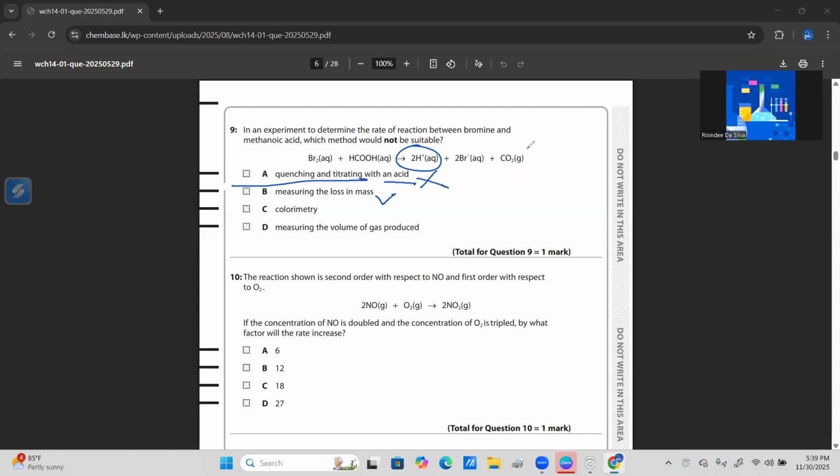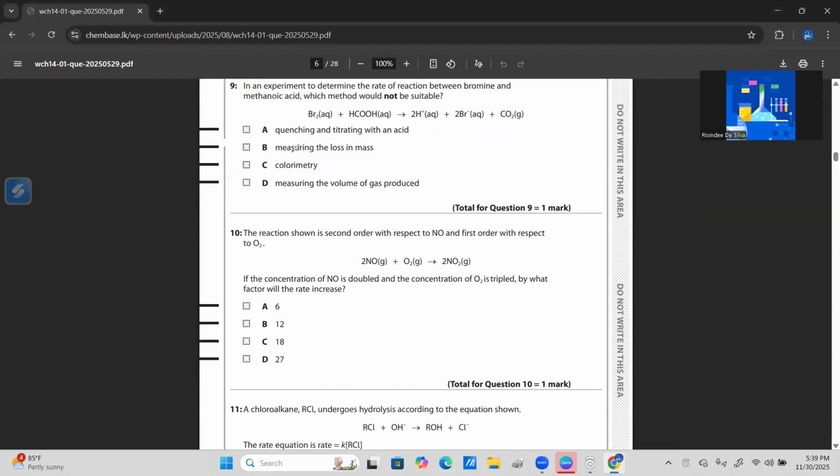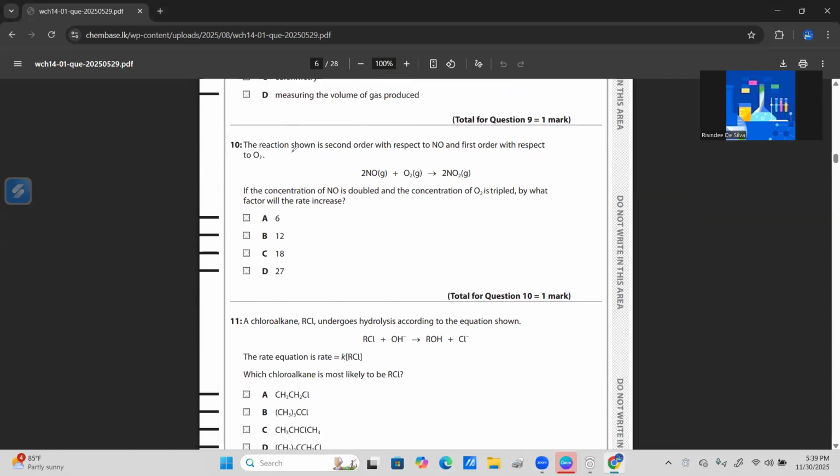Loss in mass, that is correct because carbon dioxide is forming. Colorimetry you can use because bromine is a colored solution. Volume of the gas also you can use because carbon dioxide is formed. But if they mention quenching and titrating with a base, that's correct, but not an acid.